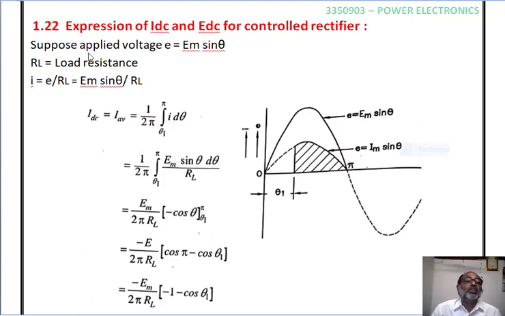So suppose here we are applying an instantaneous voltage. That means e is equal to Em sin θ, and the value of load resistance is RL. So according to Ohm's law, we can write i is equal to e upon RL. That means small i and small e are nothing but the instantaneous values of current and voltage respectively. So we are putting the value of e is equal to Em sin θ in this equation. So here Em sin θ upon RL.